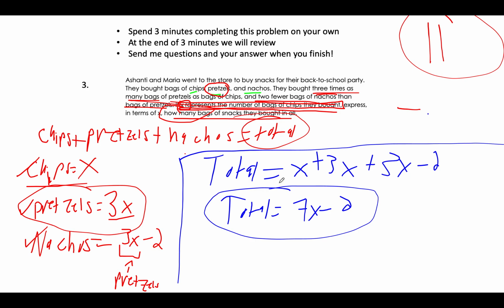So our total we're going to add up is going to be the bags of chips, which is x, plus the bags of pretzels, which is 3x, plus the bags of nachos, which is 3x minus 2, which gives us a total of 7x minus 2, and we're asked to leave it in terms of x, so that's what we're going to do.